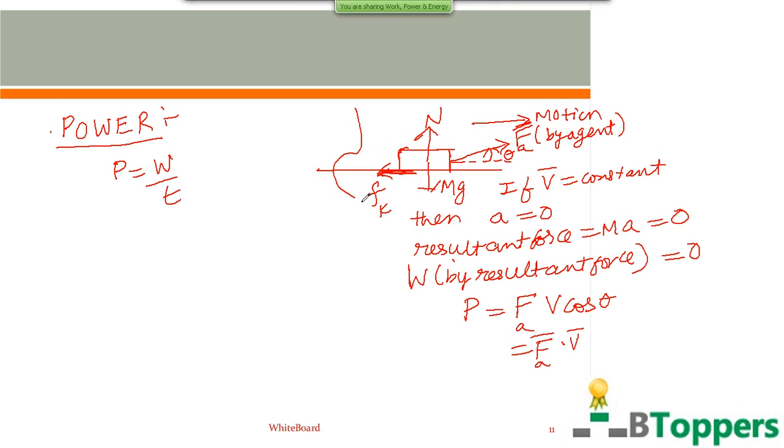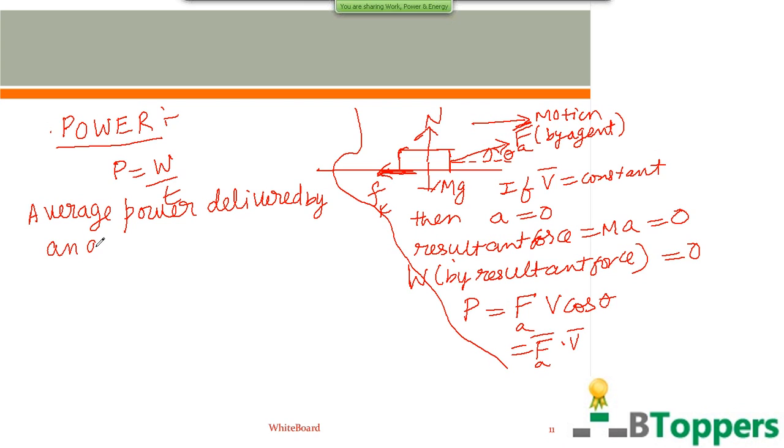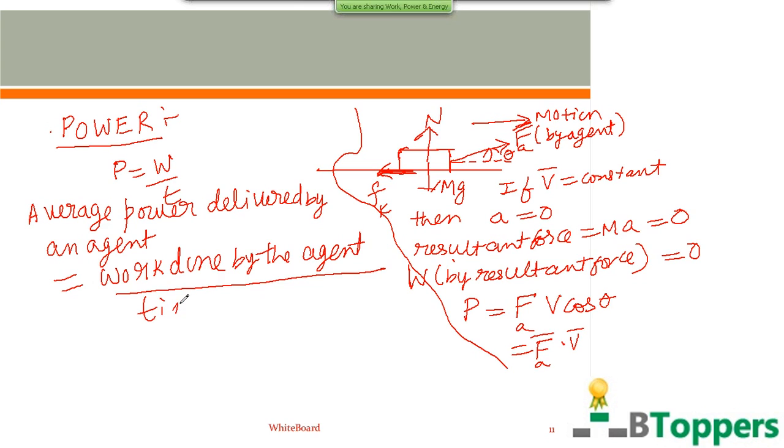So more clear formula for calculation of average power, you can say like this. This is the main formula. Of course, don't write the notes now. I will show you the notes later. So average power delivered by an agent can be written as equal to work done by the agent divided by time interval.